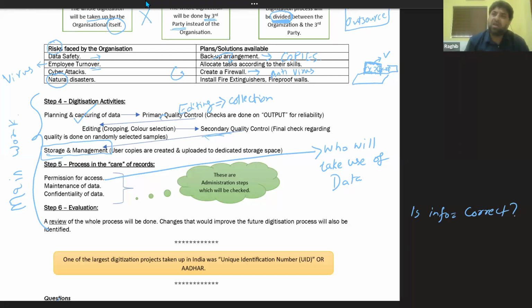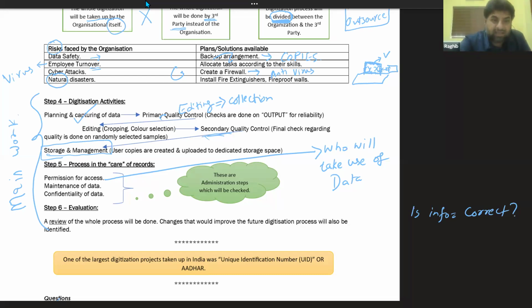Maintenance of the data. What if there is some upgrade to the data? Is it possible for us to go back to the storage of the data and remove something and put something else over there? The administration has to take care of that also. And the last one is confidentiality of the data. The data which you have saved should not be shared with others. So how are you taking the best procedure for that? That will be thought about.